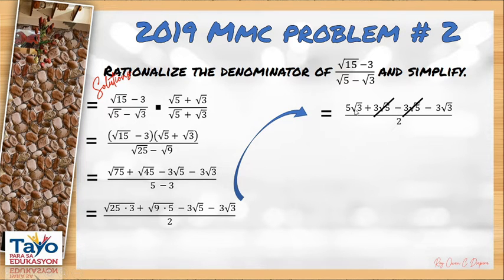While 5 square root of 3 and negative 3 square root of 3 are also similar radicals, so we can subtract them. What is left is 2 square root of 3 because 5 minus 3 is 2. Copy the common, which is square root of 3, divided by 2. Now in this scenario, 2 and 2, of course, we can cancel them. Okay, so therefore the answer is square root of 3.